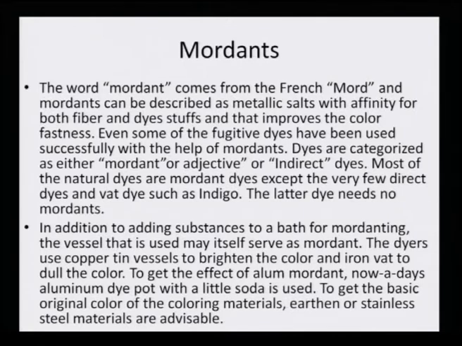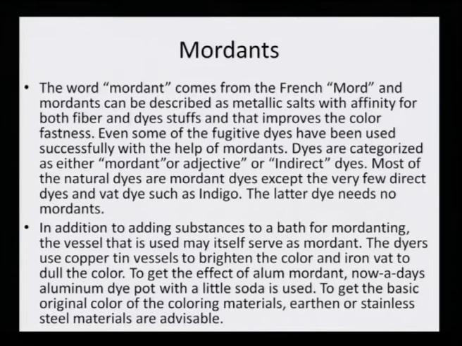The word mordant comes from the French word mord, and mordants can be described as metallic salts with affinity for both fiber and dye stuffs, and that improves the color fastness. Even some of the fugitive dyes have been used successfully with the help of mordants. Dyes are categorized as either mordant or adjective or indirect dyes. Most of the natural dyes are mordant dyes, except for a few direct dyes and vat dyes like indigo. The latter dye needs no mordants, and that is why I said sometimes the excess of the dye runs off or bleeds off, because mordant holds up these dye molecules, and therefore, they are called adjective dyes or indirect dyes, which use the mordants. Other dyes which are dyed without the use of mordant are called direct dyes.